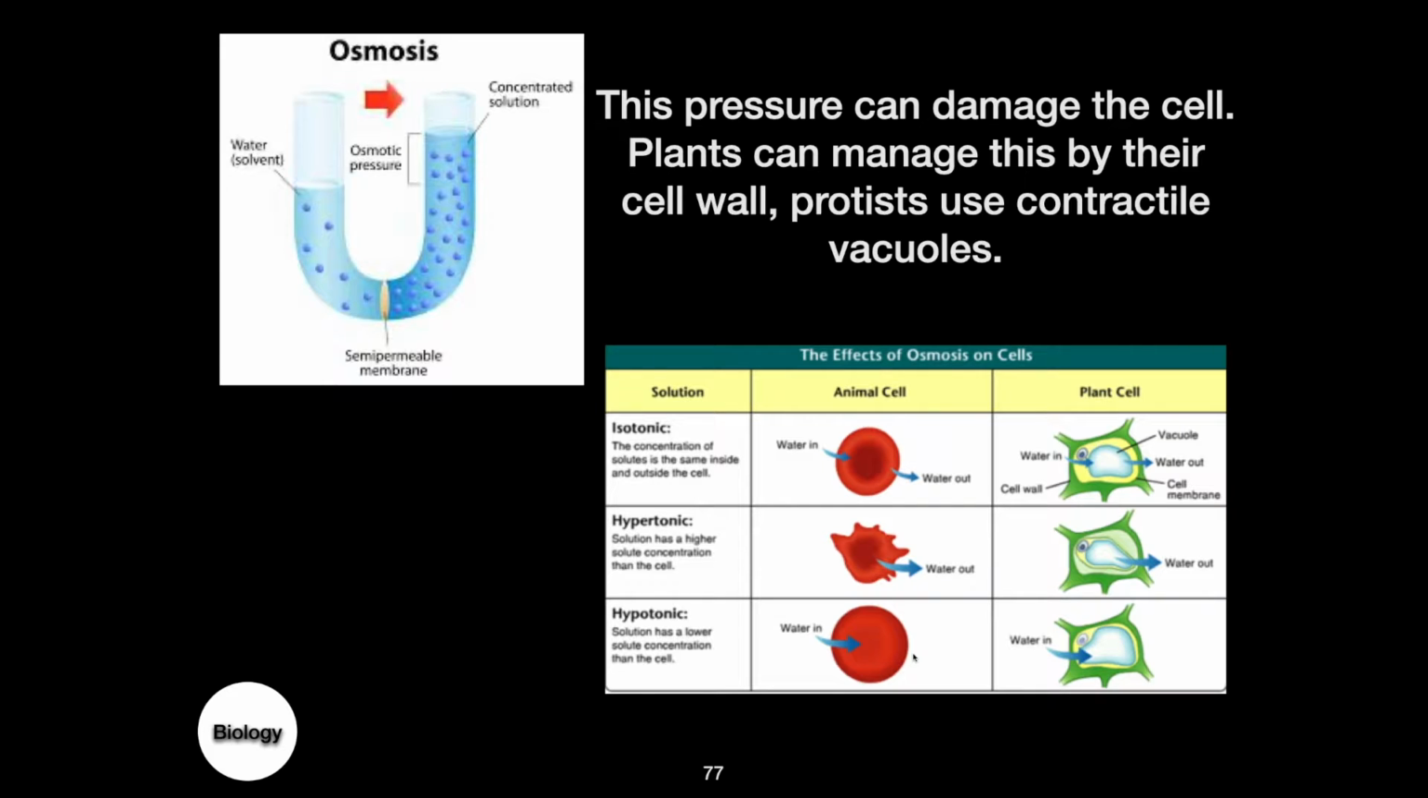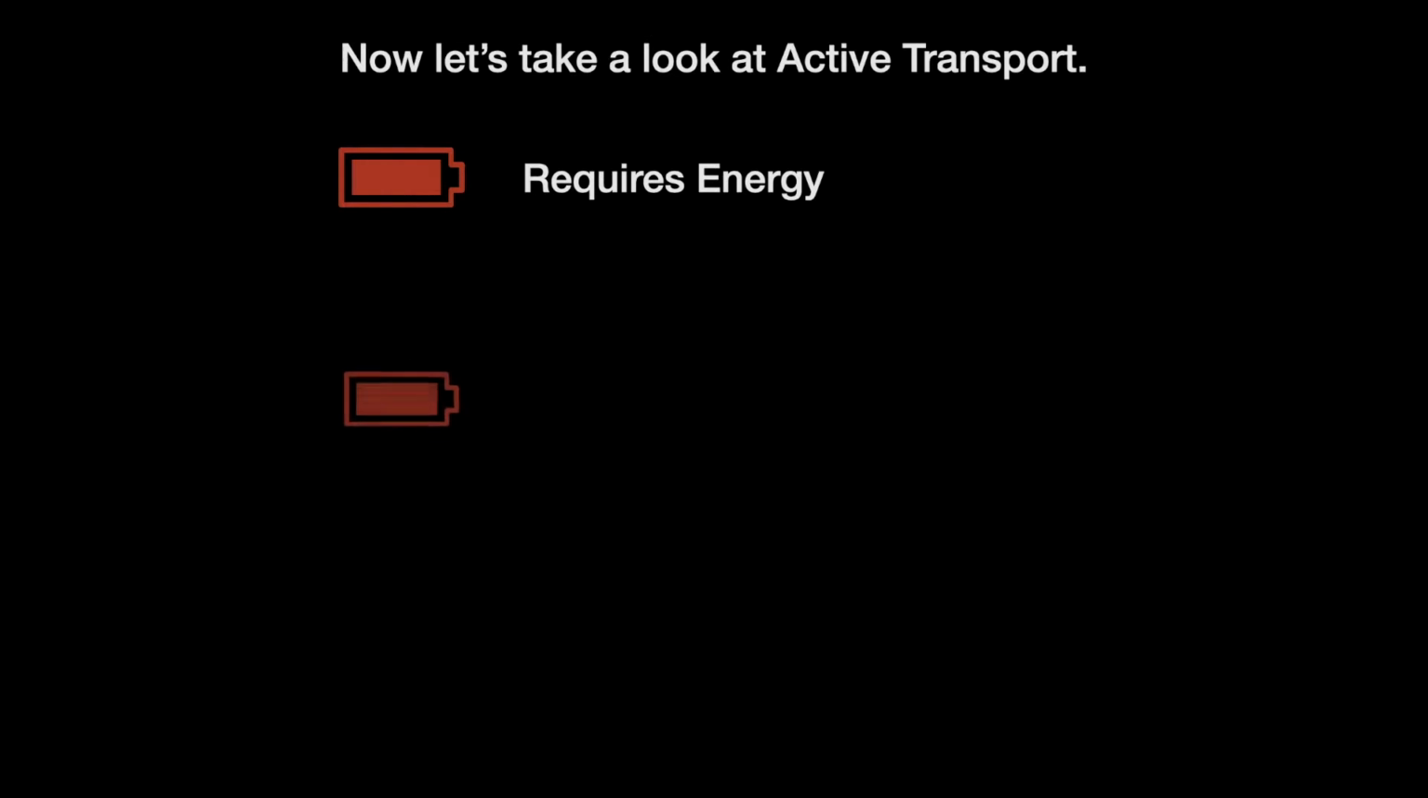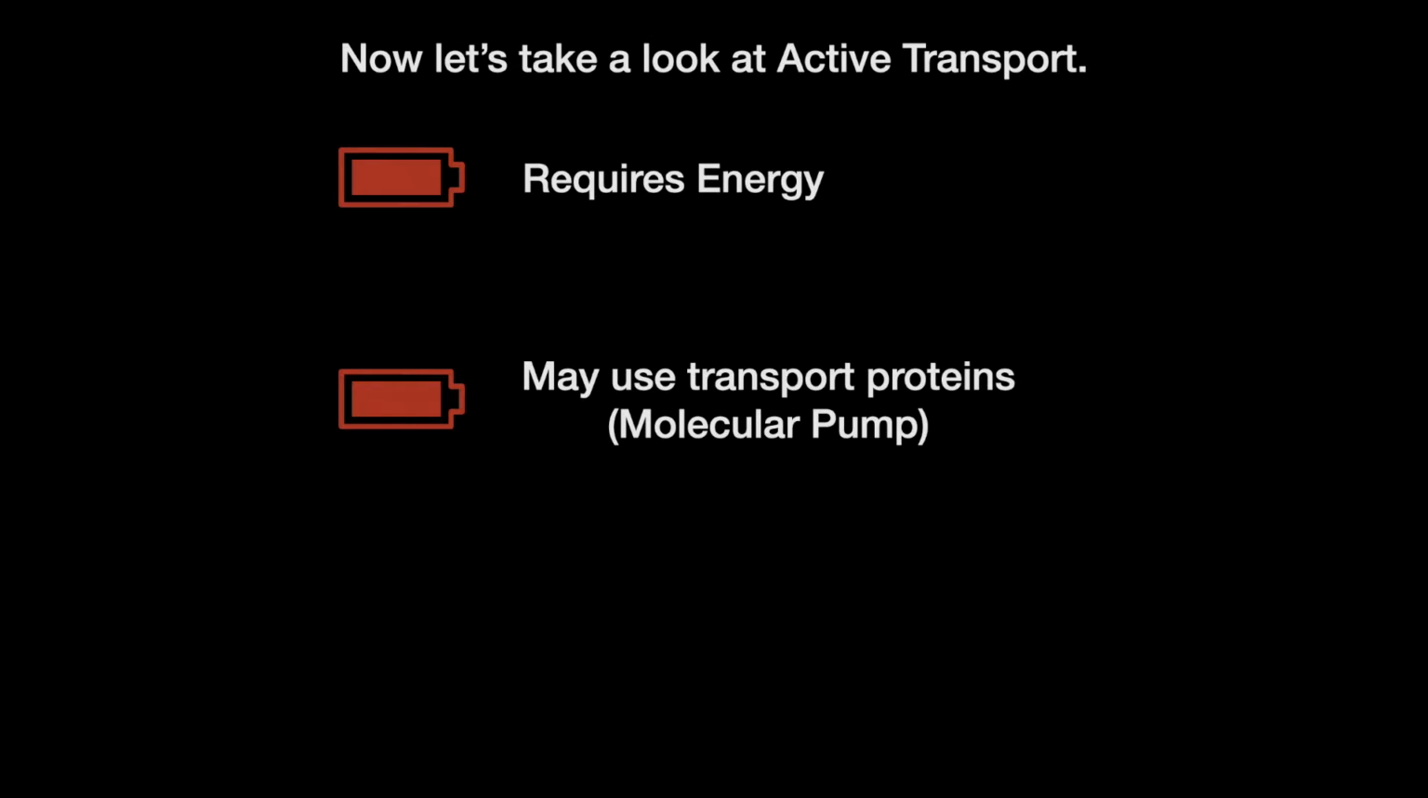So let's go ahead and take a look at active transport now. In active transport, this is going to require energy. Okay, active requires energy. Remember that energy is going to be in the form of ATP, or adenosine triphosphate. Active transport may use transport proteins if you're talking about molecular pumps.